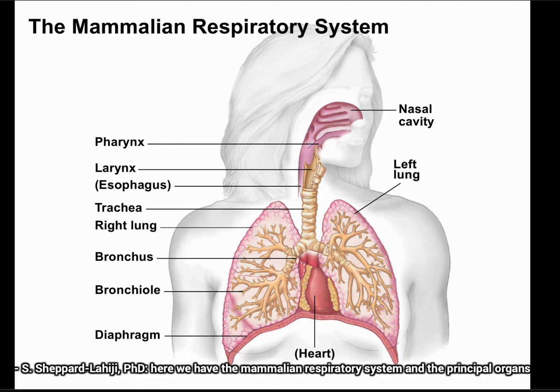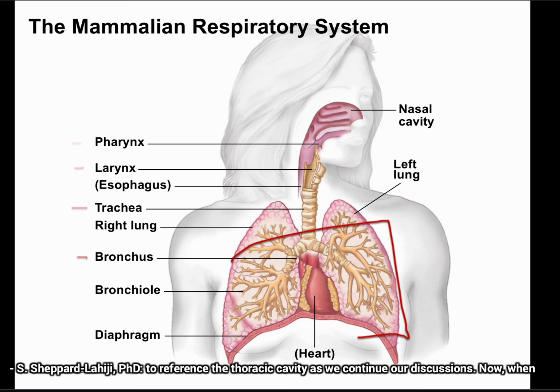Here we have the mammalian respiratory system, and the principal organs include the nose, housed within the nasal cavity, the pharynx, the larynx, trachea, and bronchi, right? And of course the lungs. Now there is the thoracic cavity in which these events are going to take place. So I'm going to reference the thoracic cavity as we continue our discussions.